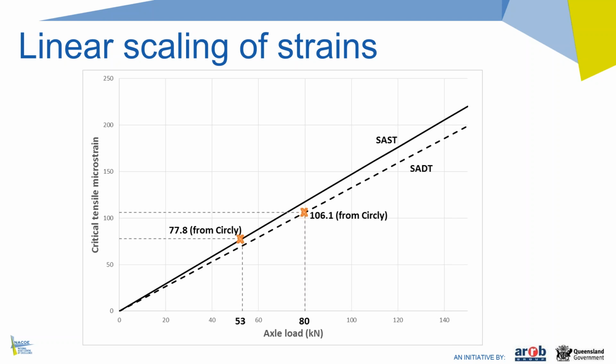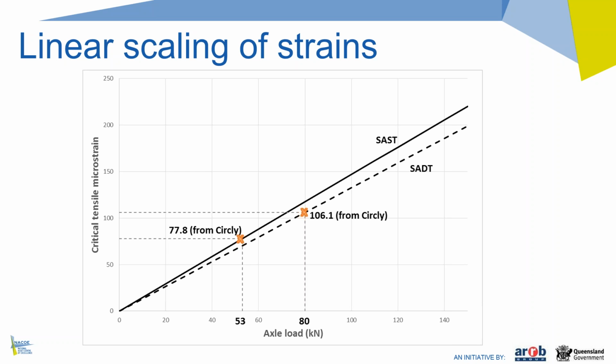So I've modelled both those two axles in CIRCLY at loads of 53 and 80 kilonewtons, which you can see down the bottom. And from that ended up with two critical strains: 77.8 for the single axle with single tyre and 106.1 for the single axle with dual tyre.